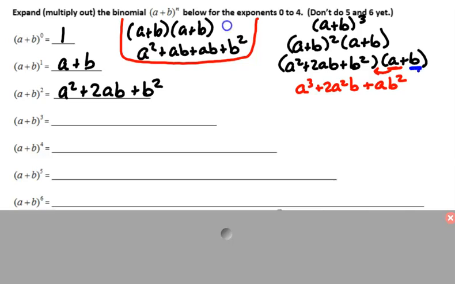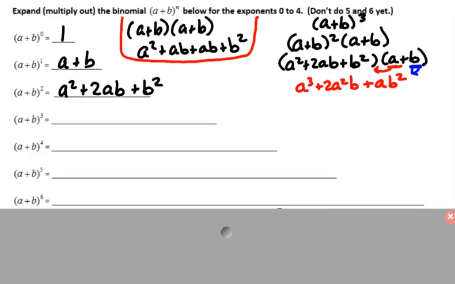Then I'm going to take b and multiply it times everything in the second parentheses. So b times a squared would be a squared b. Notice I'm going to write it underneath the other a squared b I have because I'm going to add those together in just a minute. B times 2ab is 2ab squared. I've got another ab squared to add that to. B times b squared, b to the third.